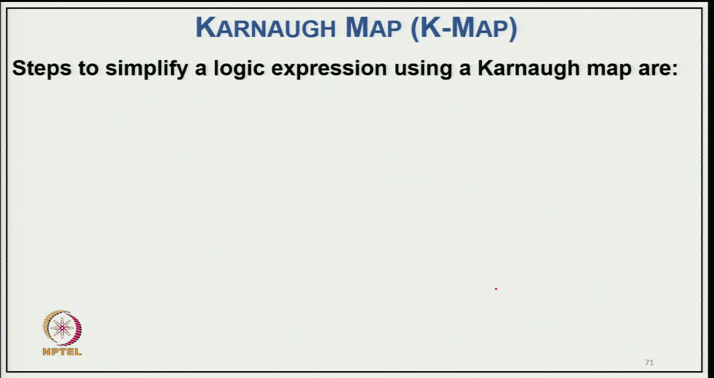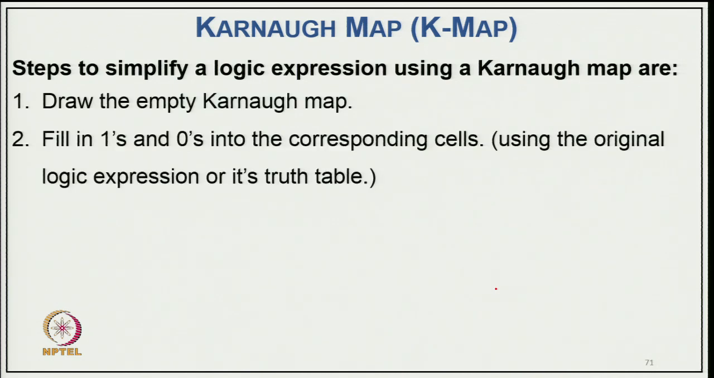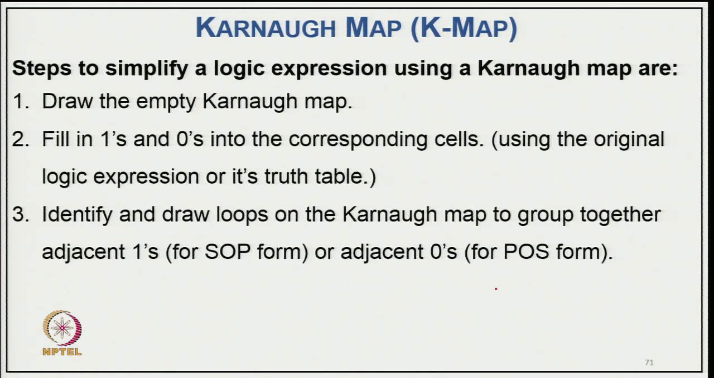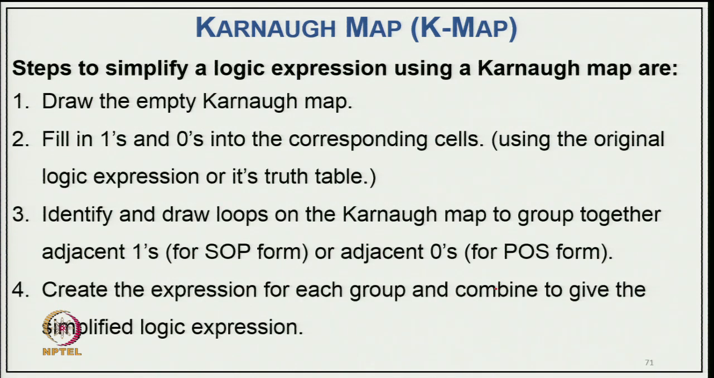The steps to simplify a logic expression using a Karnaugh map are: first, draw the empty Karnaugh map; second, fill in 1s and 0s into the corresponding cells using the original logic expression or its truth table; third, identify and draw the loops on the Karnaugh map to group together adjacent ones for sum of products, or adjacent zeros for product of sums; and fourth, create the expression for each group and combine them to give the simplified logic expression.